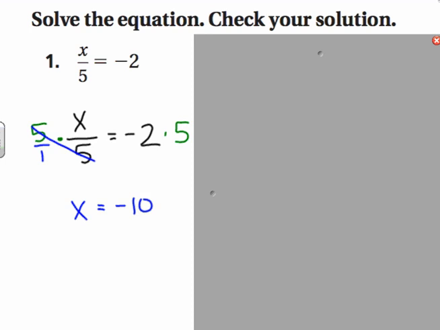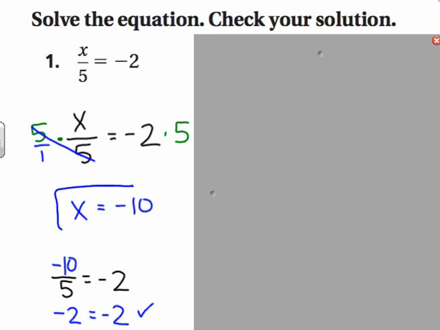Then for the check it step, I'm going to start with my original equation, x divided by 5 equals -2. And in place of x, I'm going to substitute what I think x is equal to. And then just check. -10 divided by 5 is -2. And that's what it was supposed to equal. So I know that -10 is the correct answer.